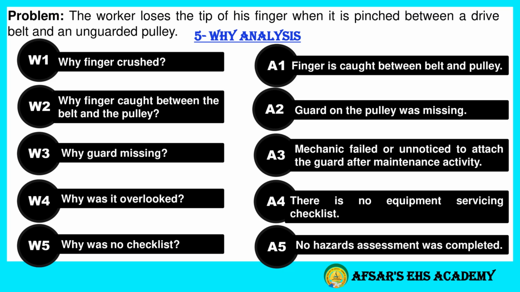Here we start 5 why analysis for this problem by asking first why: finger crushed, because finger is caught between belt and pulley. Second why: finger caught between the belt and the pulley. Answer is guard on the pulley was missing. Third why: guard missing. Answer is mechanic failed or didn't notice to attach the guard after maintenance activity. Fourth why: was it overlooked? Answer is there is no equipment servicing checklist. Fifth why: was no checklist? Answer is no hazards assessment was completed.